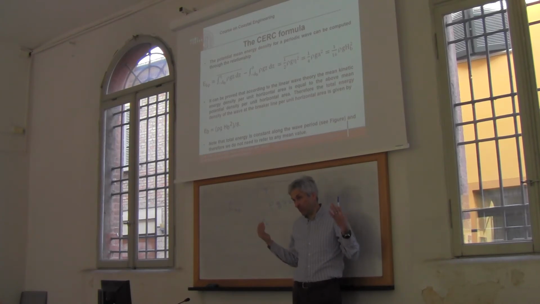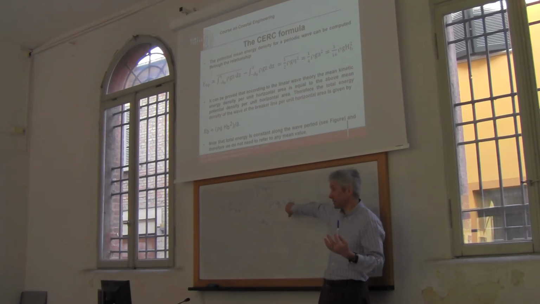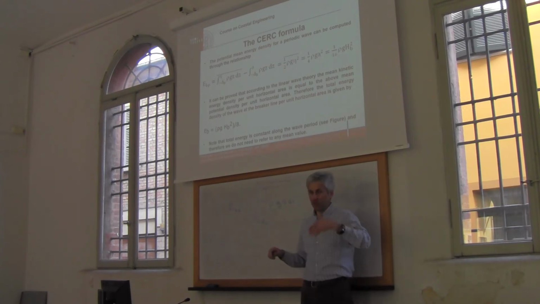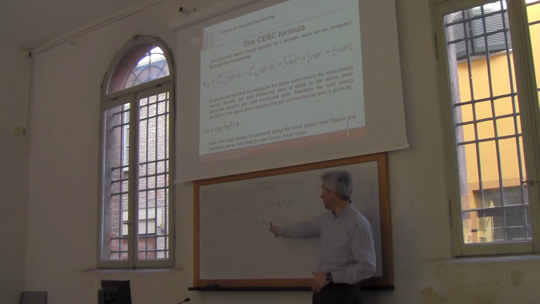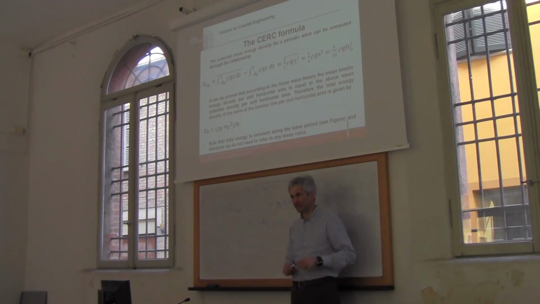Because the mass is per unit volume. But then we are computing times dz, which means that I am integrating along the vertical. So the volume is along two directions, vertical, transversal, longitudinal. I am integrating along the vertical, which means that this is an energy per unit horizontal area. This is what you said. Area, yeah, and the area is horizontal.